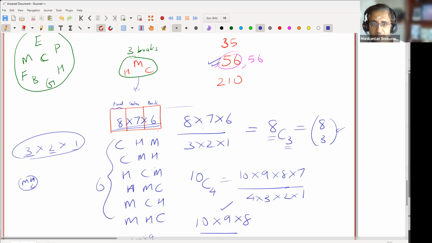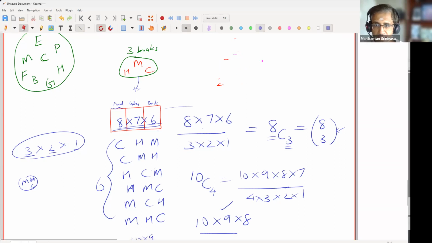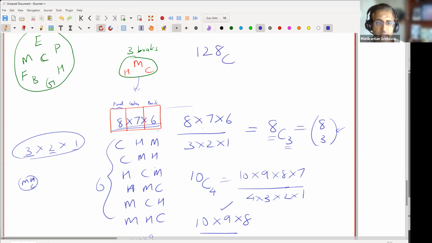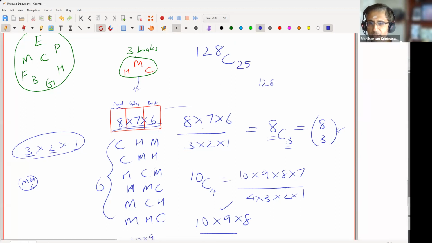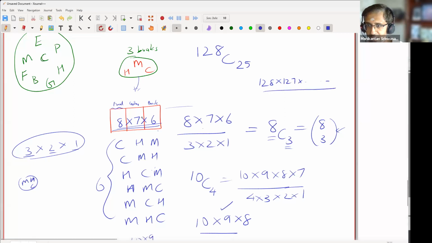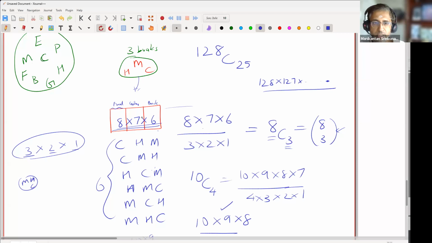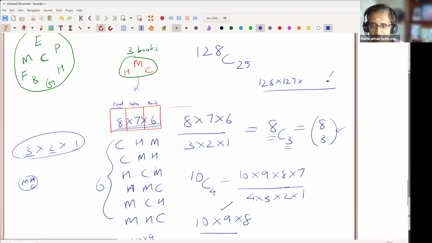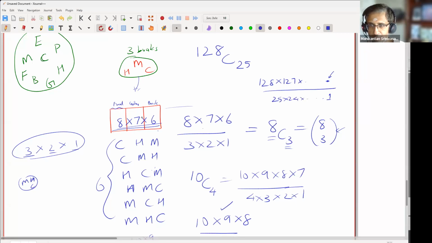Now the reason the factorial is brought into the picture is because suppose I have to write 128 choose, let's say I have 128 books and I have to choose, let's say, 25 books. It becomes a pain. I have to write 128 into 127, and then I have to figure out what will be the last entry here. Here it's 25, 24, all the way till 1. Can you tell me what will be the last number here?